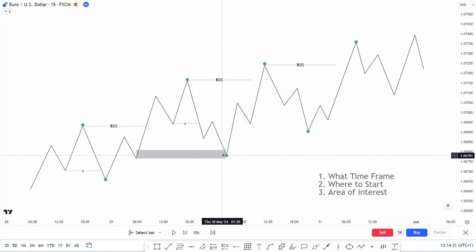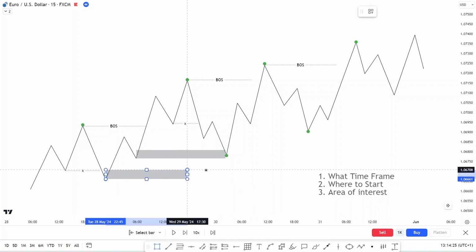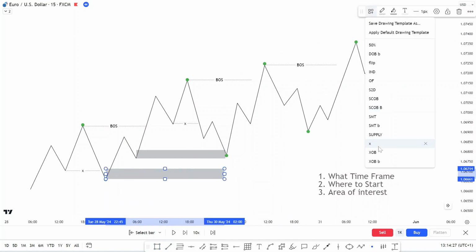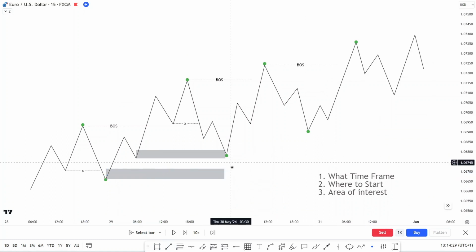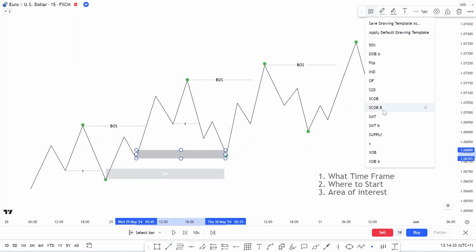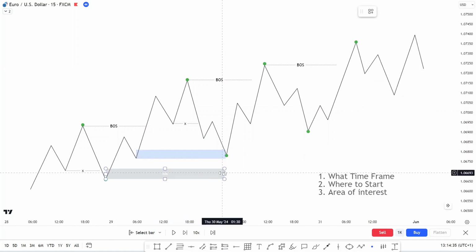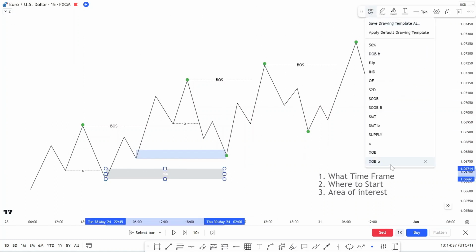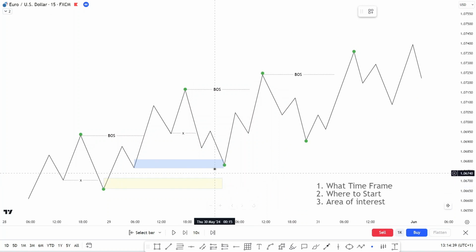This one is my first area of interest, and the second area of interest is here. This one is my extreme order block, and here we have our decisional order block. Let me change the color. So these are my two areas of interest.